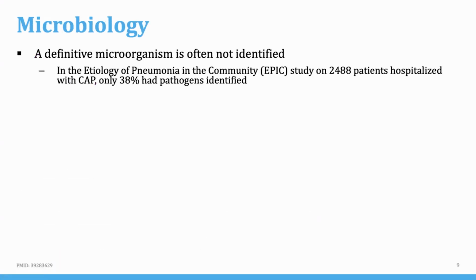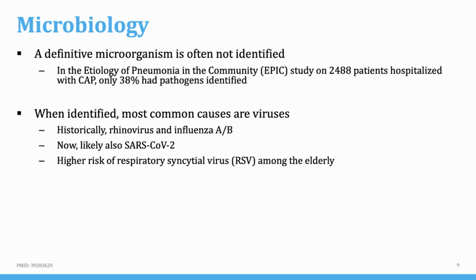In looking at the microbiology, the first thing to note with pneumonia is that a definitive microorganism is often not identified. In the etiology of pneumonia in the community, or EPIC study, of nearly 2,500 patients hospitalized with CAP, only 38% had pathogens identified. When we did identify a pathogen, it most commonly involved viruses. Historically, that was rhinovirus and influenza A or B, but now it also commonly involves SARS-CoV-2, the virus that causes COVID. Keep in mind that among the elderly, there's a higher risk of respiratory syncytial virus, or RSV.